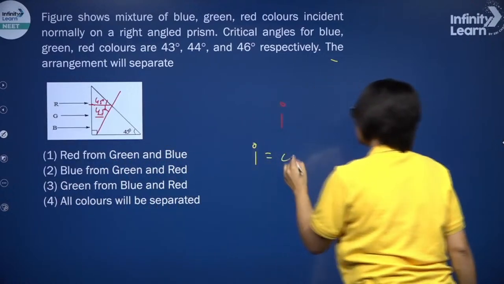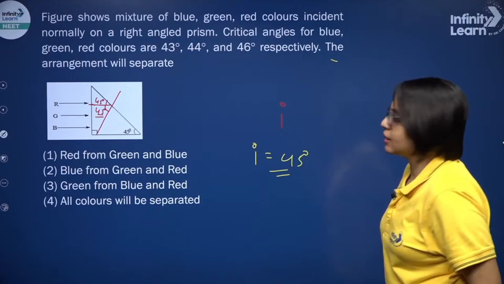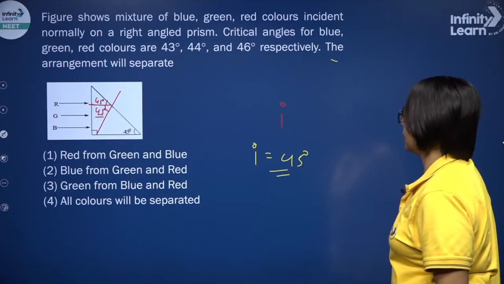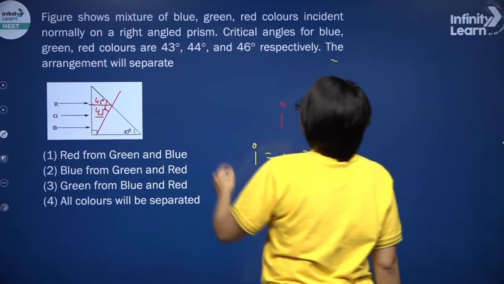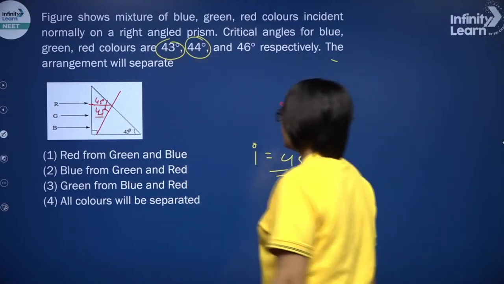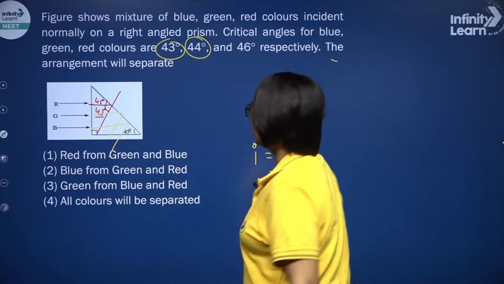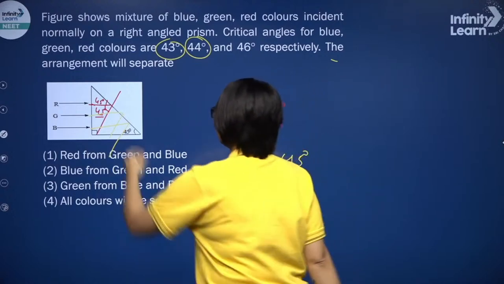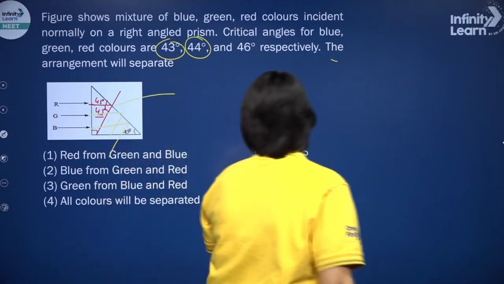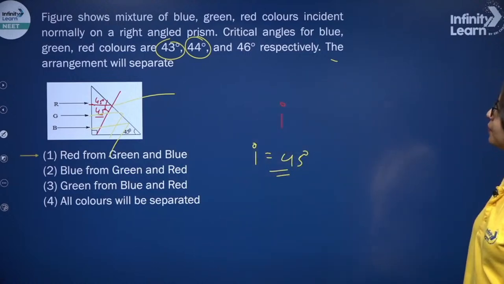Angle of incidence is 45 degree. If the angle of incidence is greater than the critical angle, TIR will happen. So for blue and green, the angle of incidence is greater than the critical angle. So blue and green will perform TIR and red color will not be able to perform TIR. So it will come out of this surface like this. So you can separate red from green and blue. So the correct answer is option one.